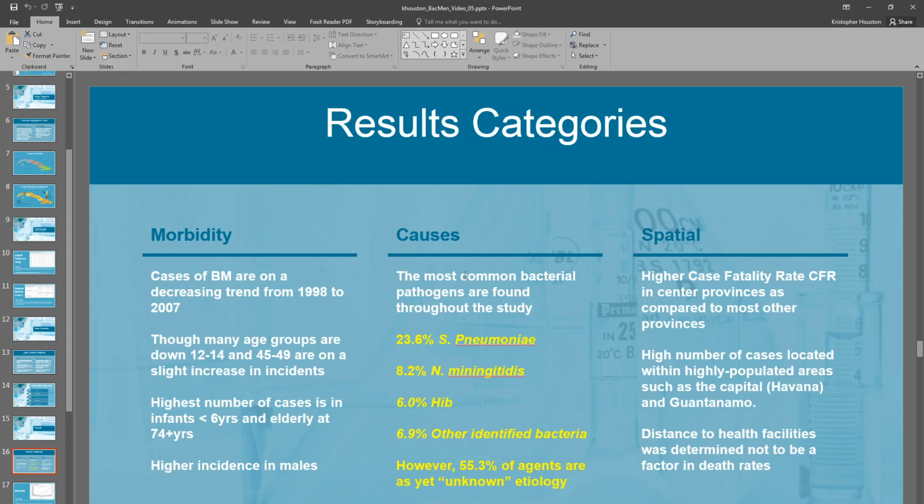Spatially, they found that higher case fatality rates were in the center provinces as opposed to the east or west coast provinces. There are a high number of cases located within the highly populated areas as well, such as the capital of Havana and areas over in Guantanamo Bay, which was interesting because the overall density did not necessarily correlate exactly to the population density, so there were definitely other factors in play. The distance to the health facilities, however, was determined not to be a factor in the death rates, so if there are areas that are further away from highly populated or highly urban areas, there must be other factors besides the proximity to health facilities which are causing the higher case fatality rates.